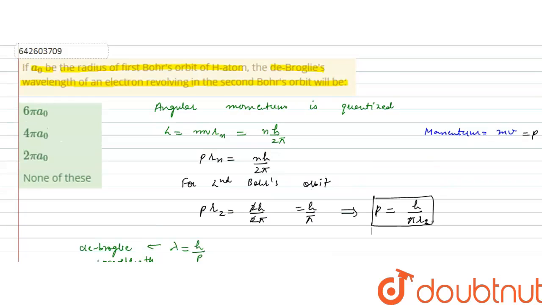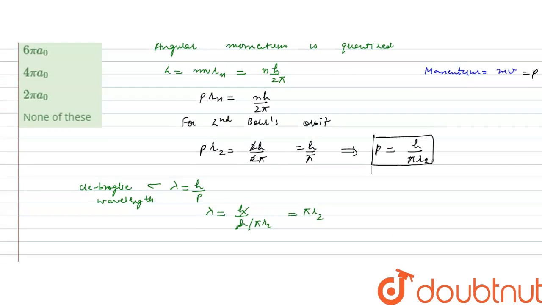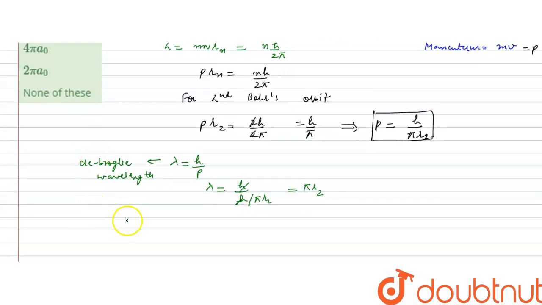Now one thing more is given: the radius of the first Bohr's orbit is a0. It means rn is equal to 0.529 n square by z. This is the Bohr's orbit radius rn. Now we can calculate here for the hydrogen atom, z is equal to 1, and for the first orbit n is equal to 1. So r1 would be 0.529, and it is given that the first Bohr radius is a0. It means 0.529 is equal to a0.